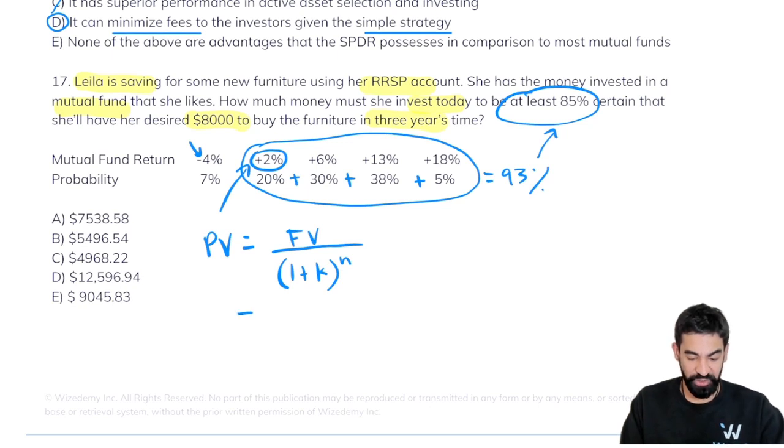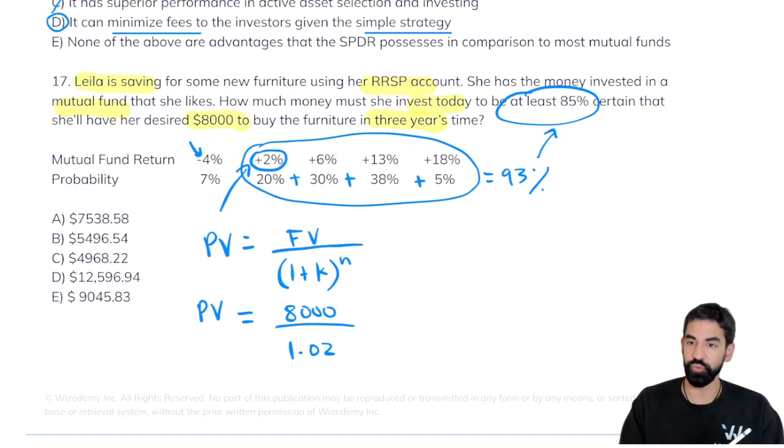So they're saying how much does she need to invest today? So today, meaning the present value, is what we're trying to find. The future value is 8,000. And for the 1 plus K, we're going to use 2%. So that's 1 plus 0.02, which is 2%. I'm not using the 20% here. I'm using the 2% return.